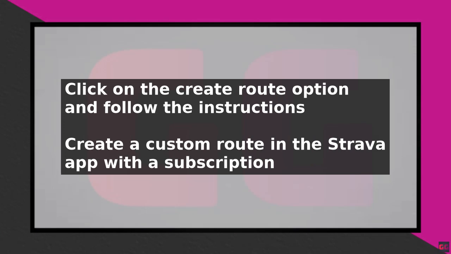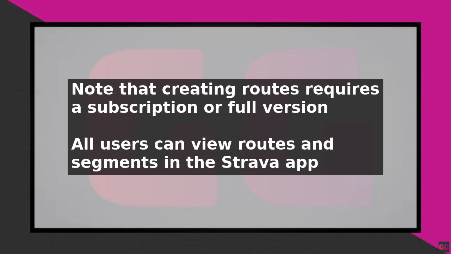If you have a subscription or the full version of the app, you will have the option to create a route. Click on the Create Route option, which can be found by selecting the Maps settings and then the 3D option, and follow the provided instructions.